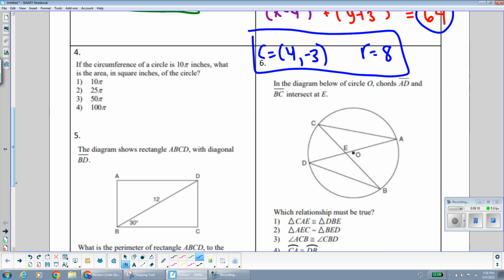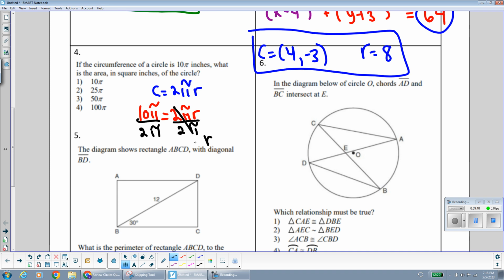Okay, circumference is 2 pi r, and this formula is given to you on the Regents exam. So we'll give it to you on the test, on the quiz. So the circumference is 10 pi. Let's find the radius because we're going to need the radius in order to find the area. So to get the radius by itself, we're going to divide both sides by 2 pi.